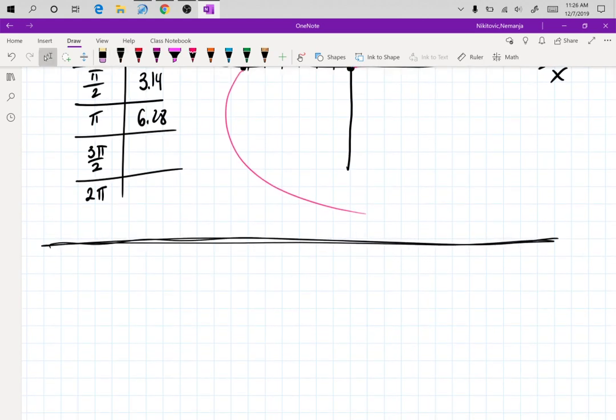The question is, what else do we get? And for that, I'm going to use the calculator now to show you some of the graphs and some of the functions that you can get.